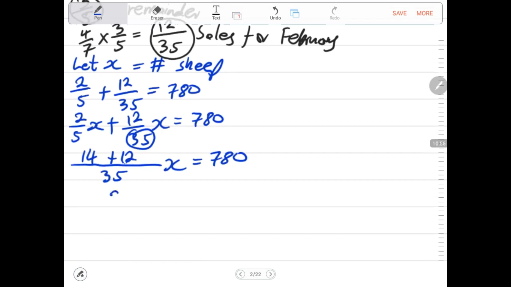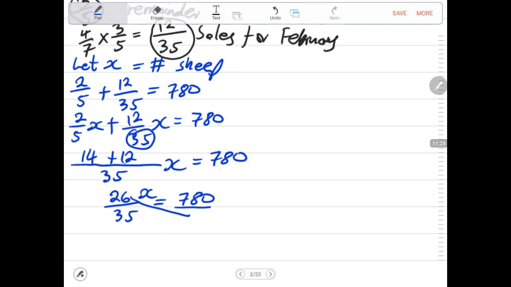So now we need to add 14 plus 12, which is 26 over 35x. Remember, the x is divided by 1, so it goes with the 26. So we have 26x equal to 780. Then after we'll have our 26x, and we are doing what is called cross multiplication.